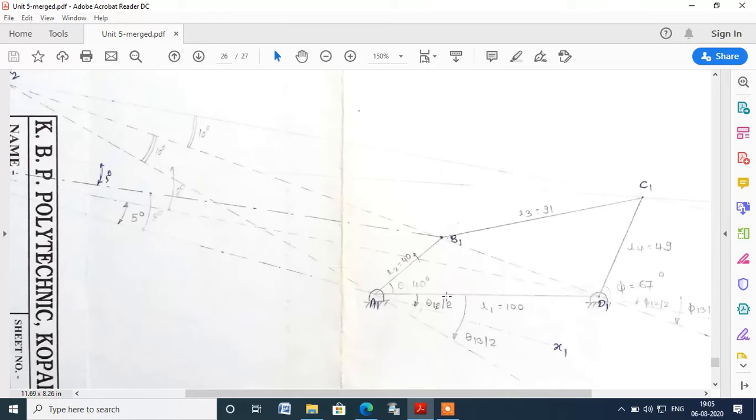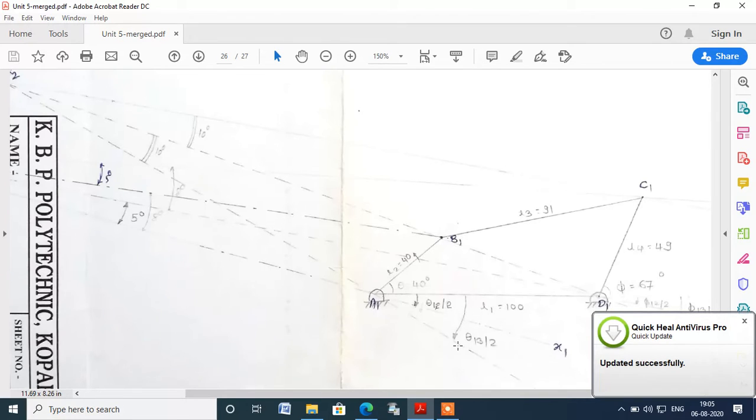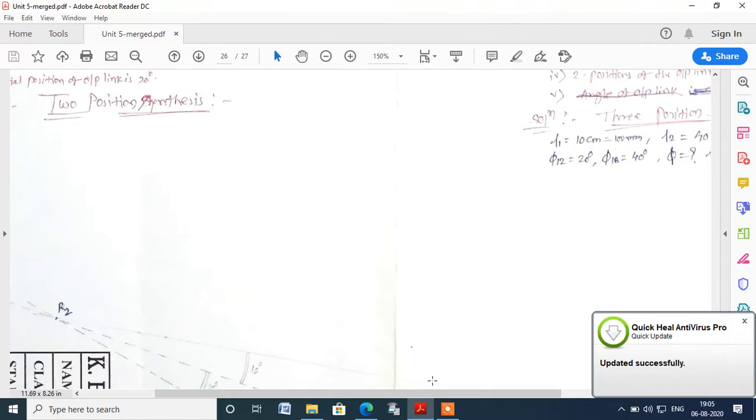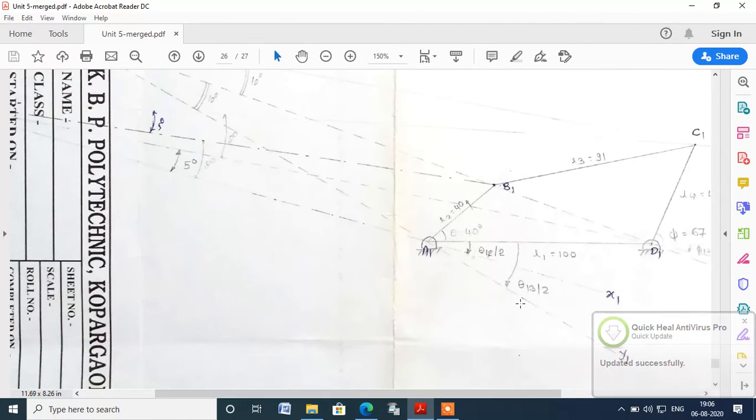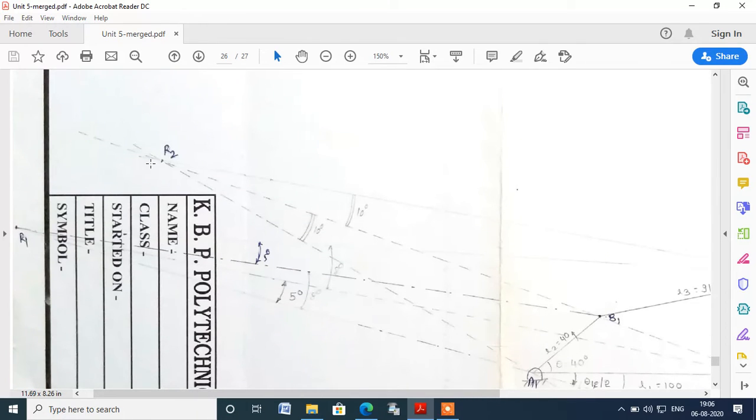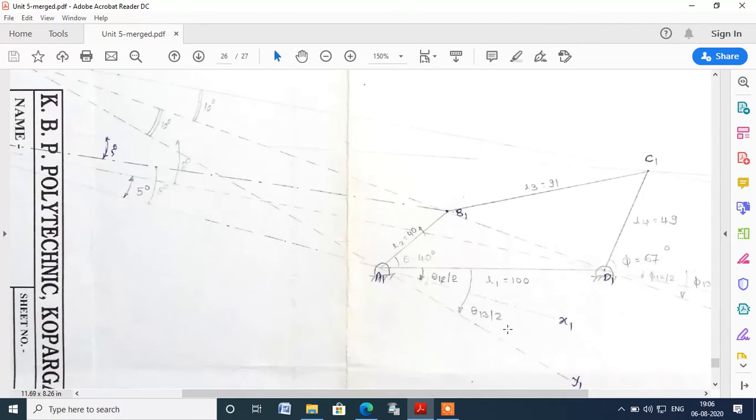Then after that, take an angle from A1 D1 in the reverse direction. How much angle? Theta 13 by 2, that is 60 divided by 2. Yes, correct, 60 is given. So 60 divided by 2 is 30 degrees. And draw another line, Y1 R2. So this is the line Y1 R2. We don't know the exact point, just Y1 R2. Okay, we have drawn it, correct? Now next, come to point D1.